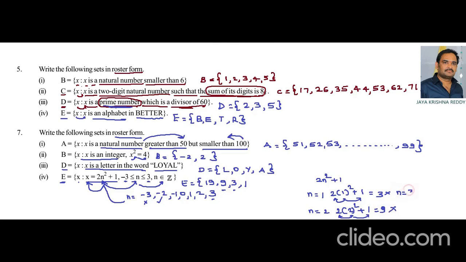Next, substitute n equal to 3. So 2 times 3 square plus 1. So it is equal to, 3 square is 9. 9 twos are 18 plus 1, 19. But 19 also exists in the set. So here we can close the braces. The set E equals 19, 9, 3 and 1. It is with 4 elements.